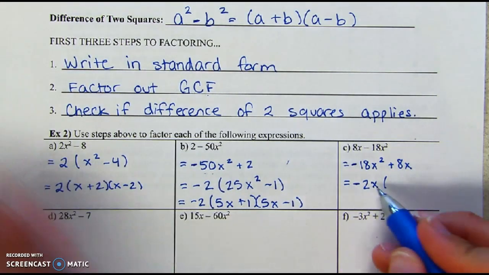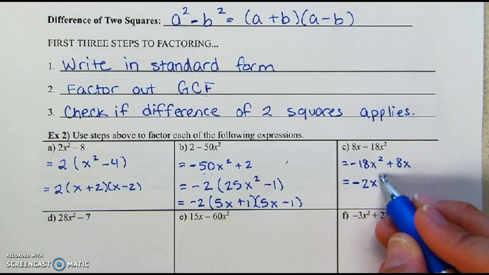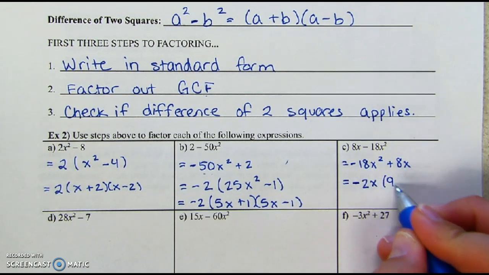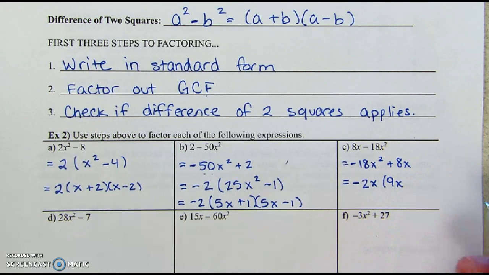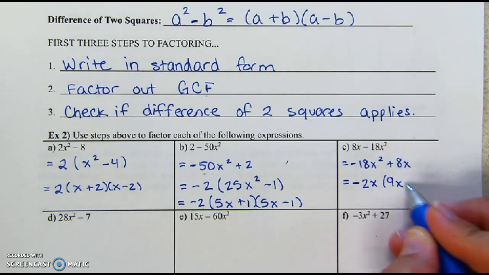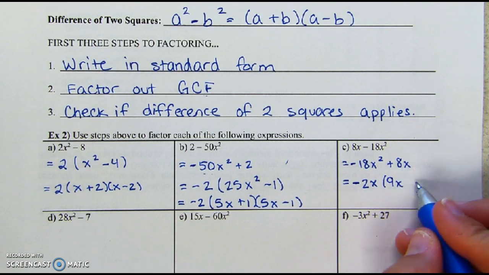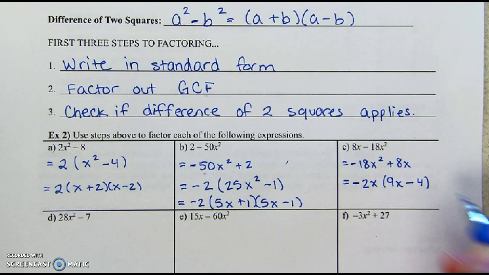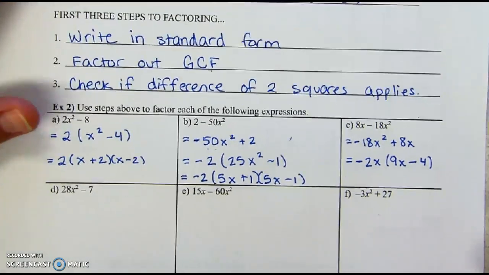Okay. Negative 2x times what is negative 18x squared? Negative 2x times 9x. x times x is x squared. Okay. Negative 2x times what would give us back 8x? Negative times a negative would be a positive, and there. Okay, they're trying to trick us, those evil math lords.